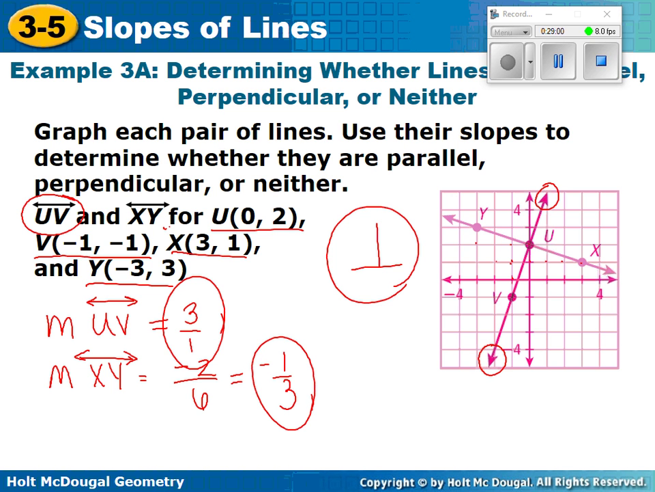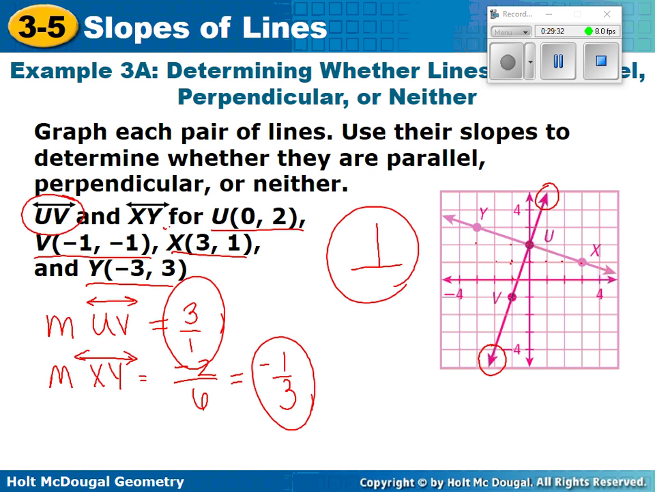They have opposite reciprocal slopes, but they can or cannot have the same y-intercept. It just depends on the problem. If they cross at the y-intercept, then they have the same y-intercept. But if they don't cross at the same y-intercept, then they'll just have different y-intercepts. So they can cross anywhere. Does that make sense? Okay, so let's try some problems together. So 3-6.